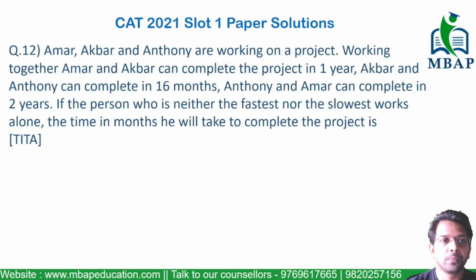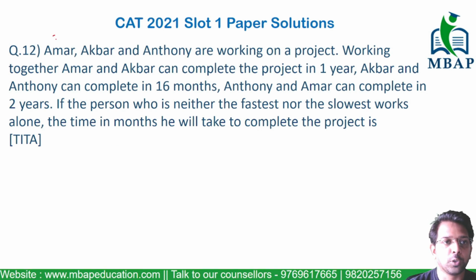Read the question well. The question says, Ammar, Akbar and Anthony are working on a project. Working together, the first two, Ammar and Akbar, can complete the project in 1 year, which is 12 months. Akbar and Anthony can complete the work in 16 months, and Anthony and Ammar can complete the same work in 2 years. The question says, if the person who is neither the fastest nor the slowest worker has to work alone, then the time in months he will take to complete the project is what?